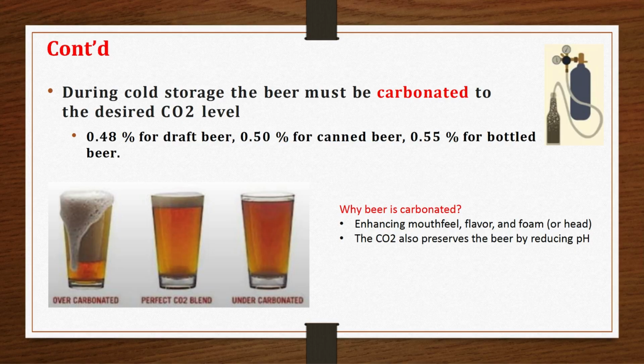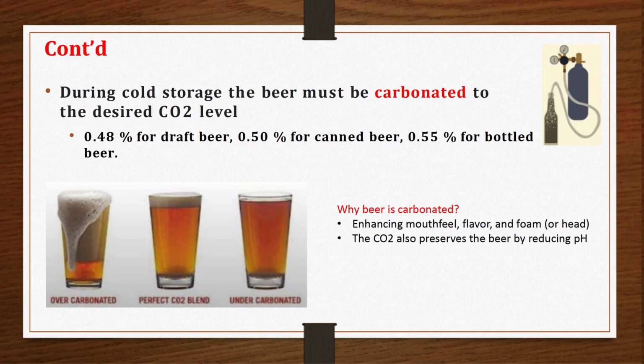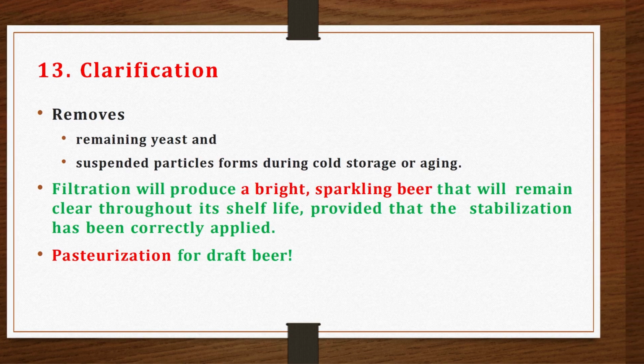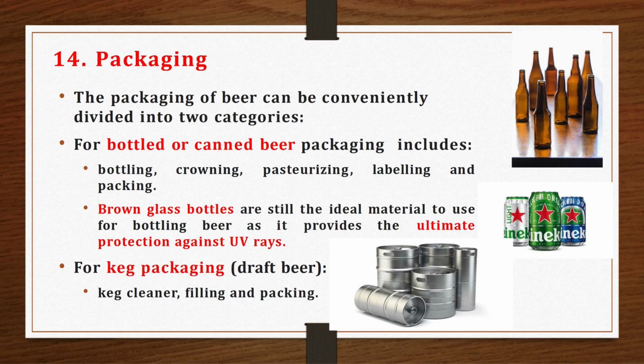So why is beer carbonated? It's all about enhancing mouthfeel, flavor, and foam or head. The CO2 also preserves the beer by reducing its pH. After aging, we have 13. Clarification. This step removes any remaining yeast and suspended particles that form during cold storage or aging. Filtration will produce a bright, sparkling beer that will remain clear throughout its shelf life, provided that stabilization has been correctly applied. For draft beer, pasteurization is also often used.